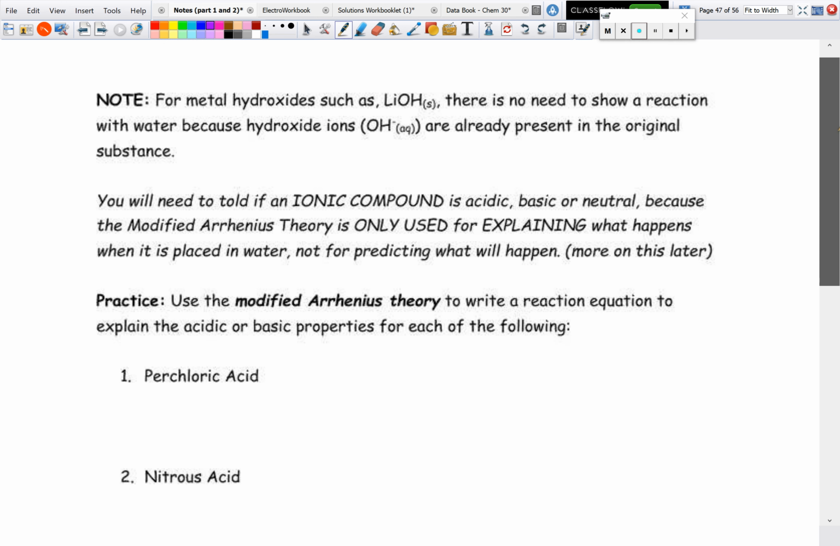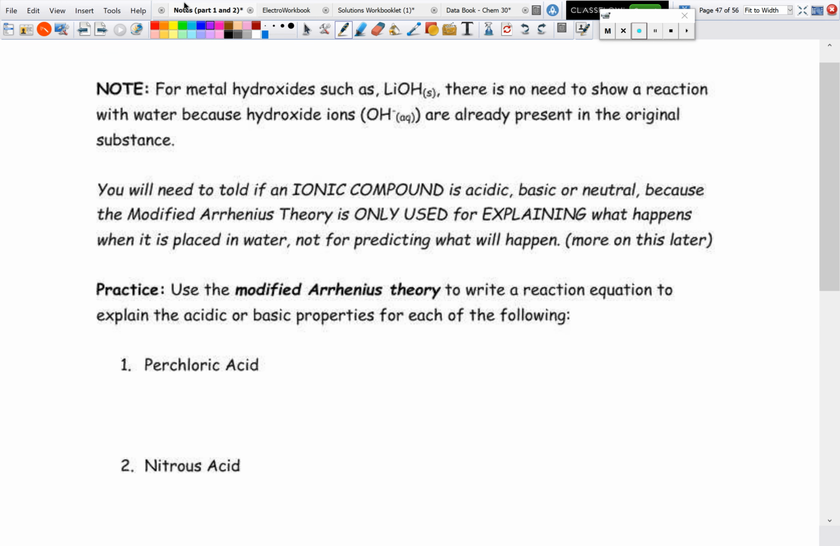Right, so our next page. Now note, if you have a metal hydroxide like lithium hydroxide, there's no need to show a reaction with water because hydroxide ions are already present in the original step. So for example, like I said, for all ionic compounds, you dissociate first. So if you dissociate lithium hydroxide, you produce the lithium ion plus hydroxide is already present. So you're not going to get a reaction with water if hydroxide's already there. All right.